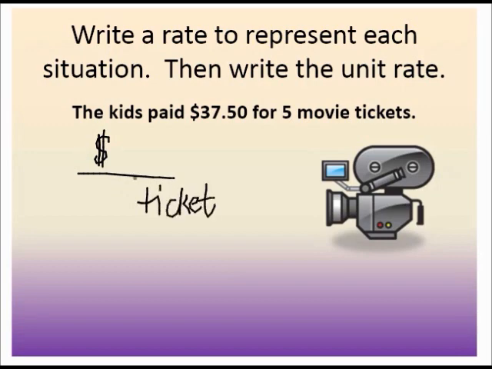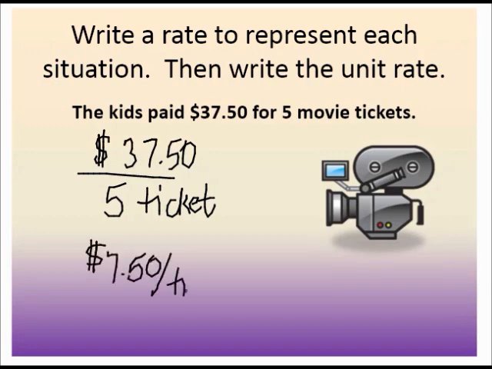So that's the first thing you want to do, is figure out where do your units go. We want to know how much it costs per ticket. So we have $37.50 over 5. So it's $37.50 for 5 tickets. You take $37.50 divided by 5 and you end up with $7.50. So it would be $7.50 per ticket.